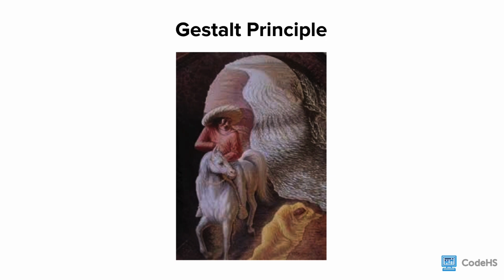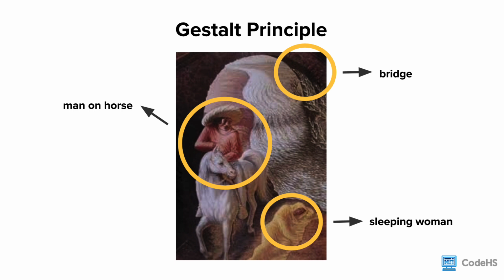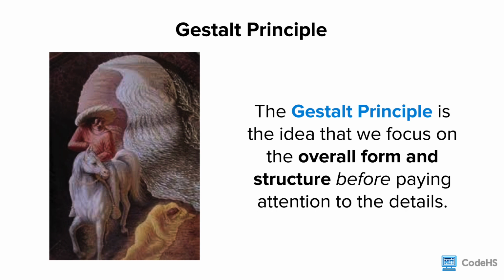But as we continue to look at the image, we can see that he is composed of other, more intricate pieces. We can see here there is a man on a horse, a sleeping woman, and a bridge that together give us the appearance of an old man. The Gestalt principle is the idea that we focus on the overall form and structure of an object before we pay attention to the details.